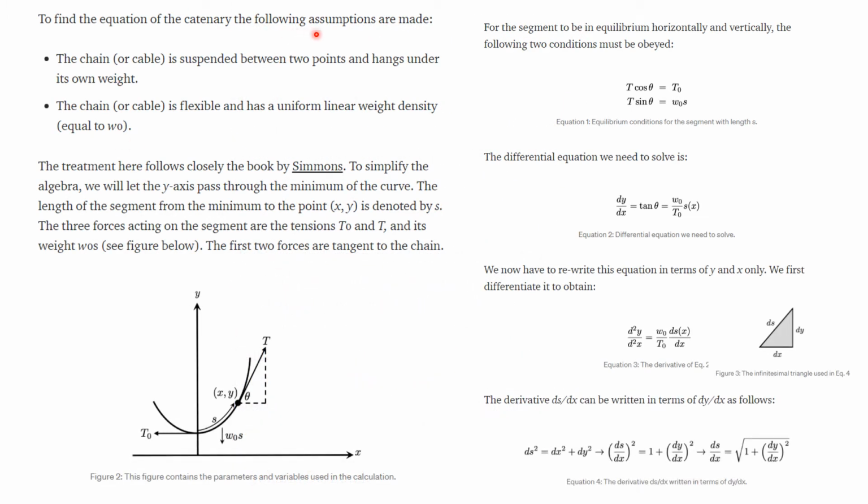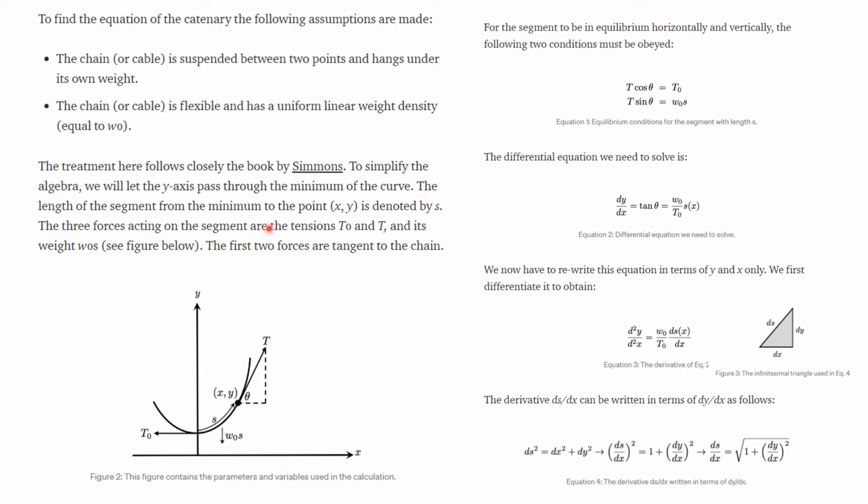To find the equation of the catenary, the following assumptions are made. The chain or cable is suspended between 2 points and hangs under its own weight. The chain or cable is flexible and has a uniform linear weight density equal to W sub 0. So this is W sub 0, and we'll have that in our equations. Now the treatment here simplifies the algebra, so we're going to let the y-axis, because we get to choose our coordinate system, pass through the minimum of the curve. So this is the bottom of the hanging chain.